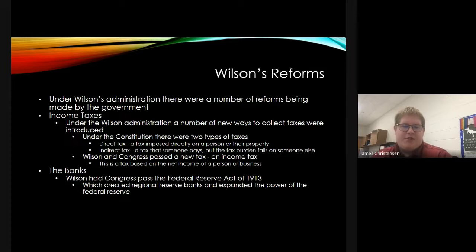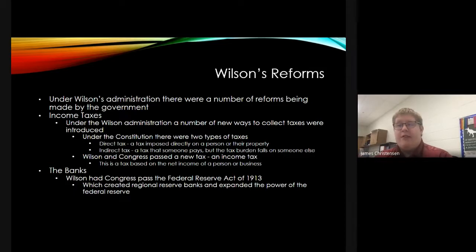So Wilson's administration passed a number of reforms being made by the government, the biggest one being that of income taxes. Now, prior to this, income taxes had not really been collected. And under the Constitution, there are 2 types of taxes. You have your direct tax and your indirect tax. Your direct taxes are imposed directly on a person or their property. Think like property taxes that your parents would pay every year. Indirect taxes are a tax that someone pays, but the tax burden falls on somebody else.